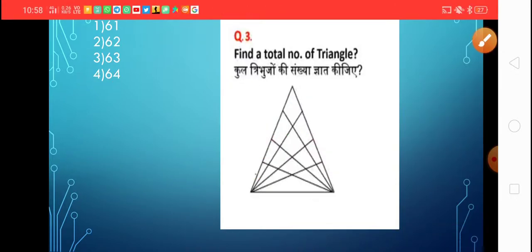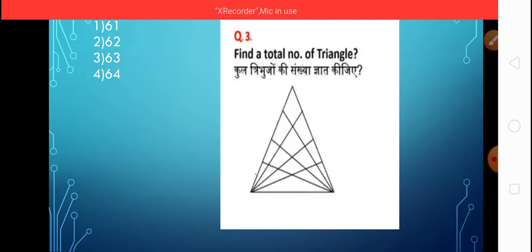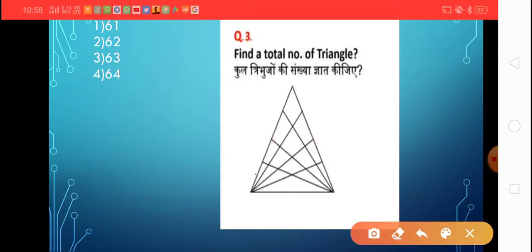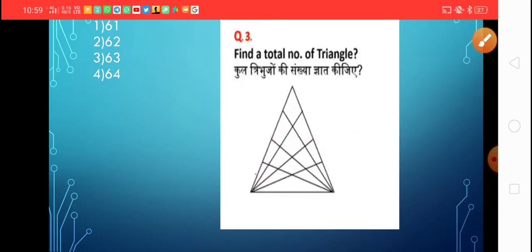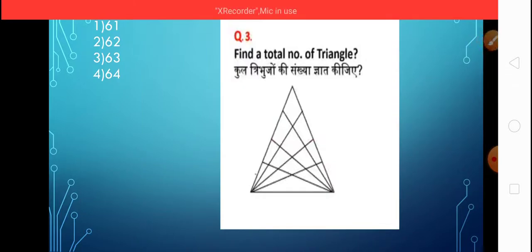Now, what we have seen is that when we have such a figure in which lines emerge from the vertices of the base and touch the opposite side, we just have to calculate the number of parts created on that side, and our formula becomes n cube, where n is the number of parts. Like here in this case these parts are 1, 2, 3, 4, so the answer will be 4 cube. Isn't it simple? We have another trick also, so let's move to it.